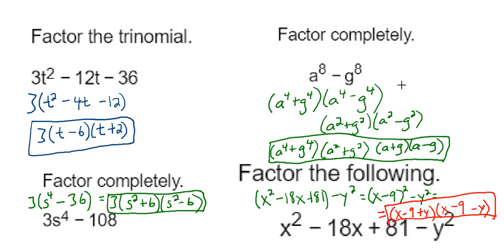For this one, there's no common factor, so we can just jump right into using the formula of a squared minus b squared. I'm rewriting this as a to the 4th power squared minus g to the 4th power squared, right? Because in order to use that formula, you have to have one thing squared minus another thing squared. And so that's how you would have to rewrite this. And so instead of a, you're going to have a to the 4th power. And instead of b, you're going to have g to the 4th power.